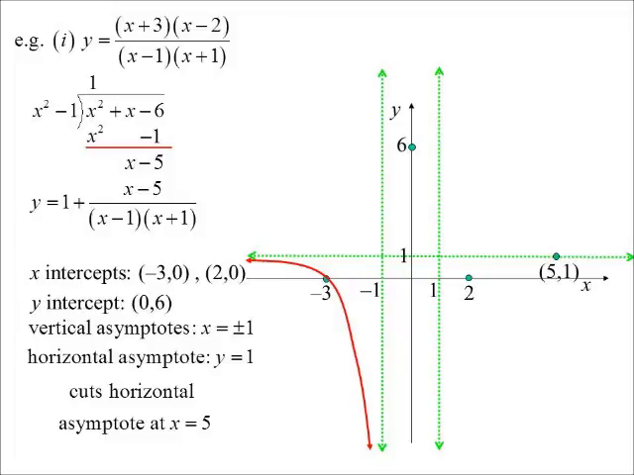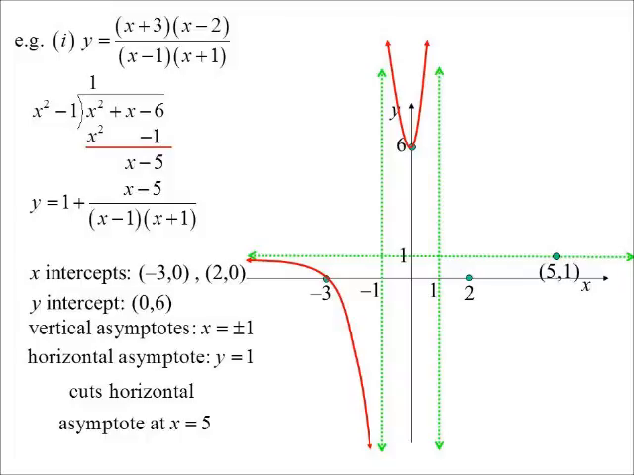Now in between minus 1 and 1, it's got to go through 6 and bend towards the asymptote. So it could be a U shape, it could be an upside down U shape, or it might be a twisting shape. However, I know that there's no x-intercepts in between minus 1 and 1. I also know it doesn't cut the horizontal asymptote between minus 1 and 1. So the only option is the U shape. Now this last bit, it's got to go through 2. It's got to go through that 5, 1, and it's got to bend towards the asymptotes.